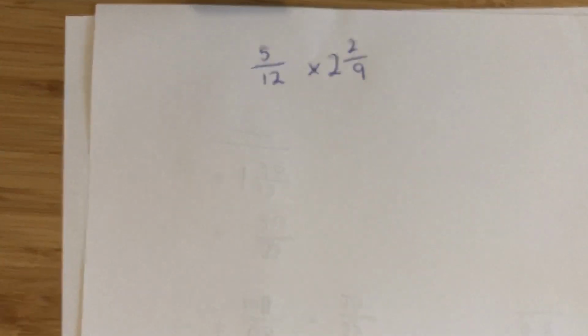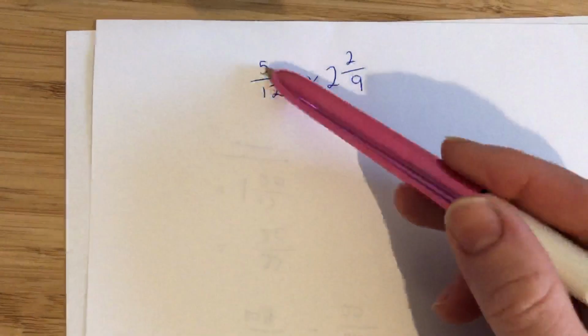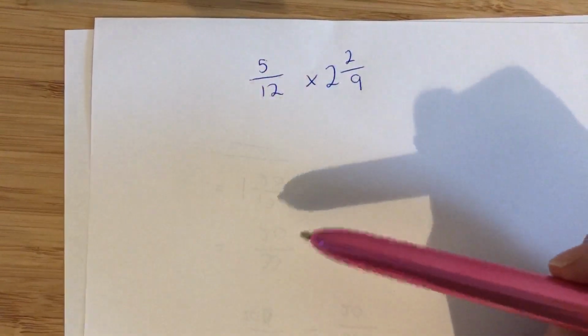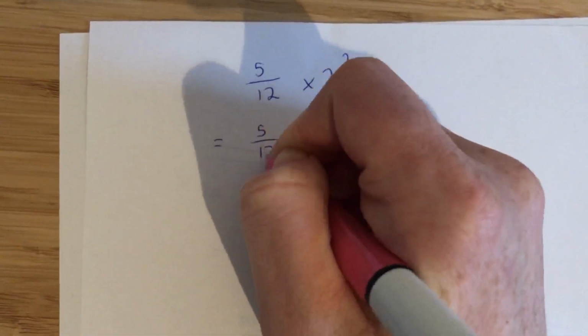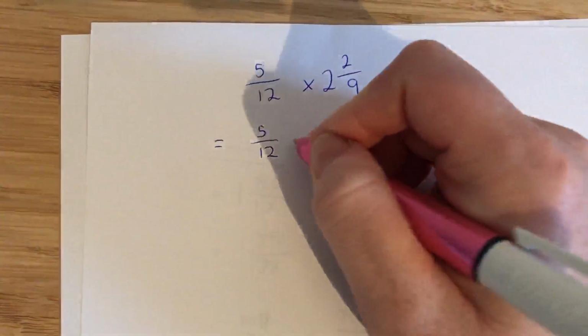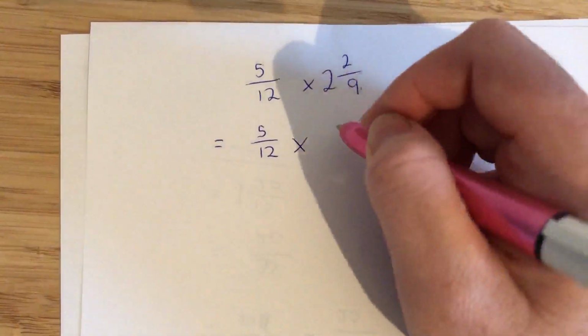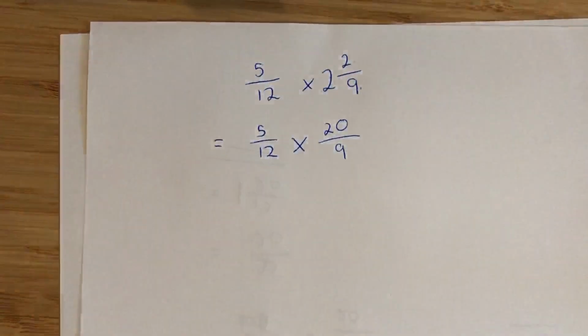So to multiply fractions together, you don't need a common denominator, but you do need them to be both in the fraction form. They can't have this mixed number here, so it needs to be an improper fraction. We've been doing that anyway, so 5/12 is fine, we're going to change this 2 and 2 9s into an improper fraction. So 2 times 9 is 18, plus the 2 is 20, 20 over 9.